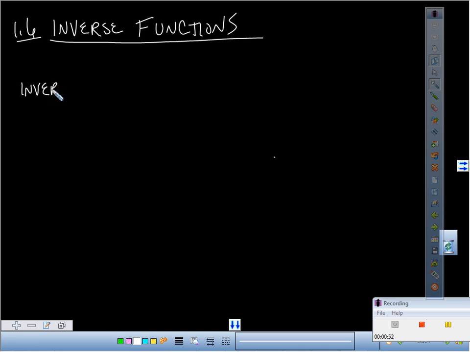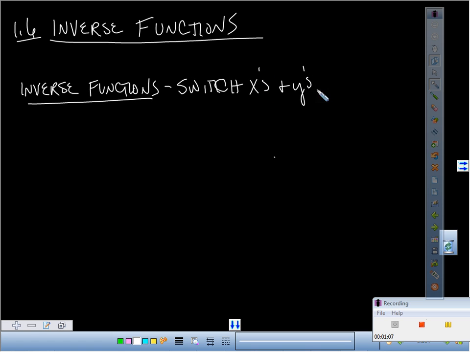So, inverse function. Because we're going to say switch the x's and the y's. Anybody else remember anything? One guy's domain becomes the other guy's range, and his range becomes the other's domain. You also switch the y's and the x's. So you just switch the x's and the y's. That's right.